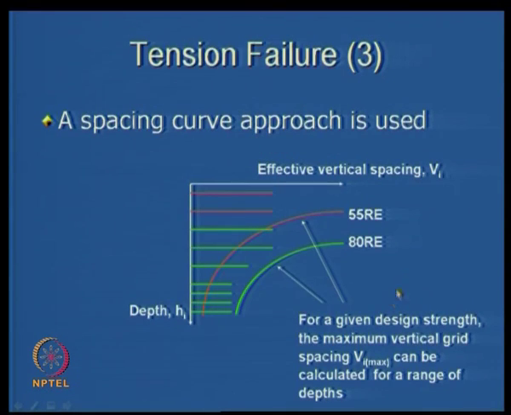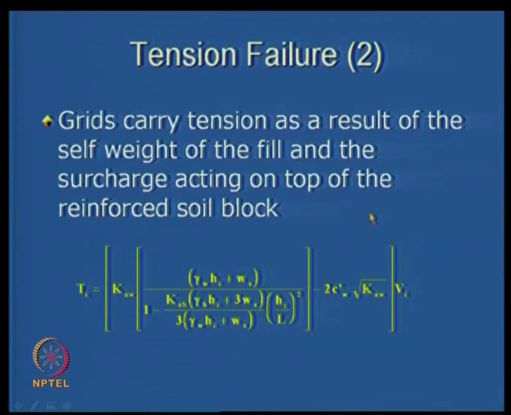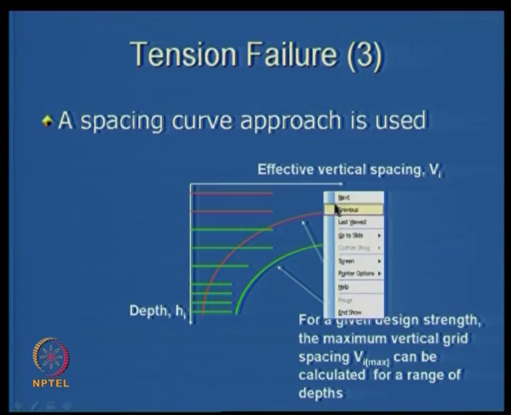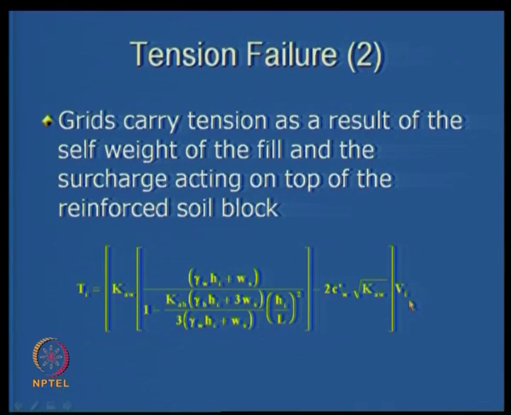So, what we do is that we calculate for different reinforcement types, I will just show you that. This is an expression, and as you calculate going down, the spacing has to be a little smaller, and depending on the type of reinforcement you can develop these sorts of curves. So this is the Vi spacing. You can have different Vi, and also the depth, Hi is here.